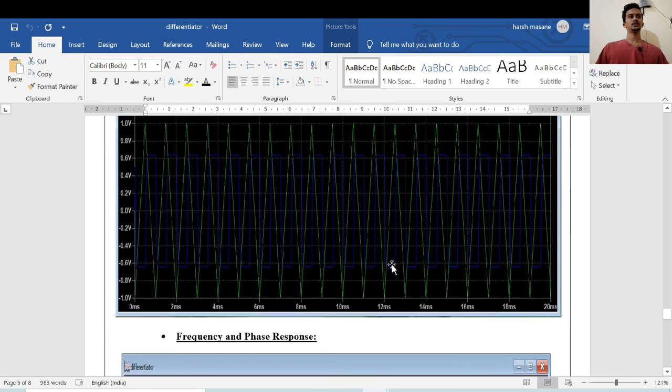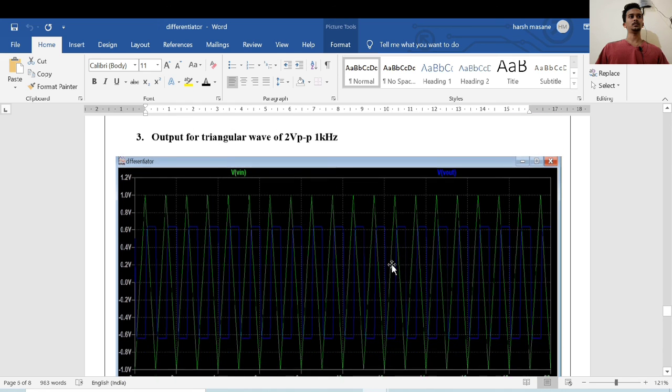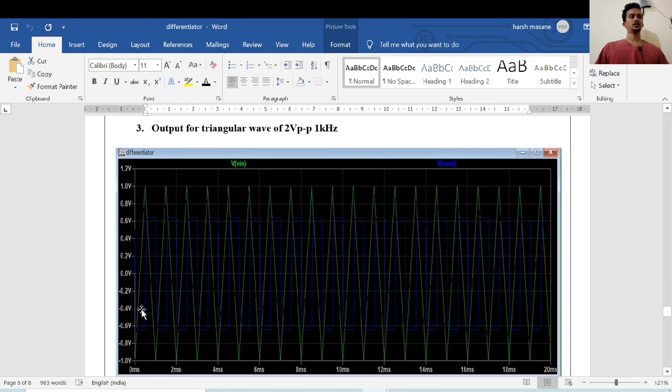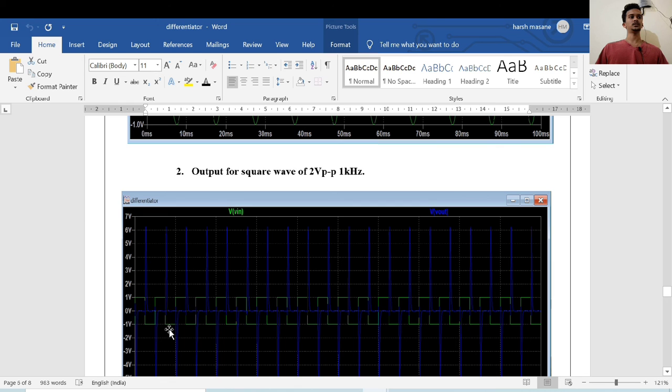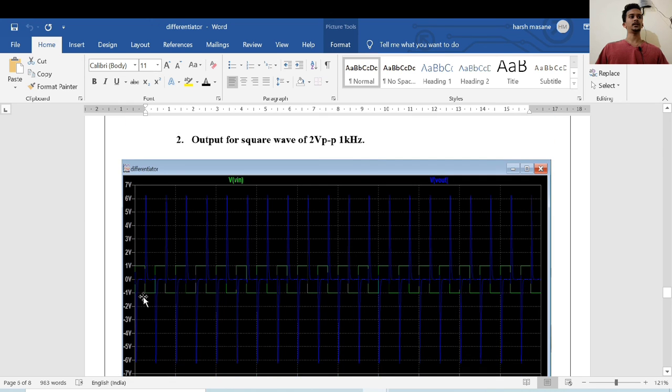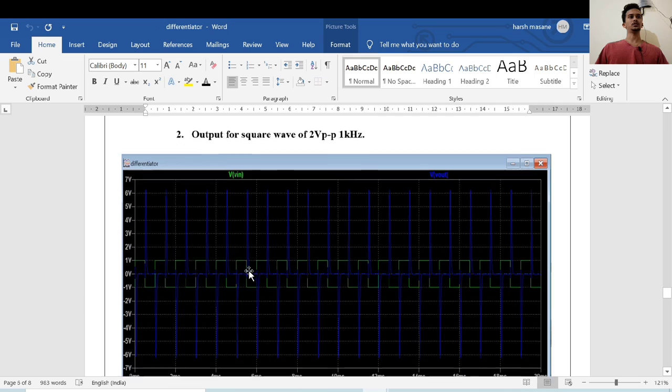So this is my input for triangular waves. So at output I get a square wave, and for square waves, this is my square wave, I get alternating negative and positive spikes.